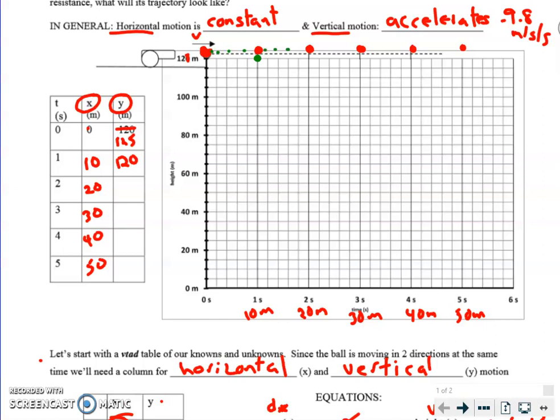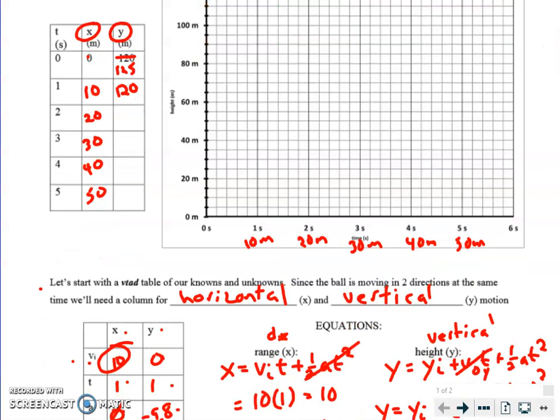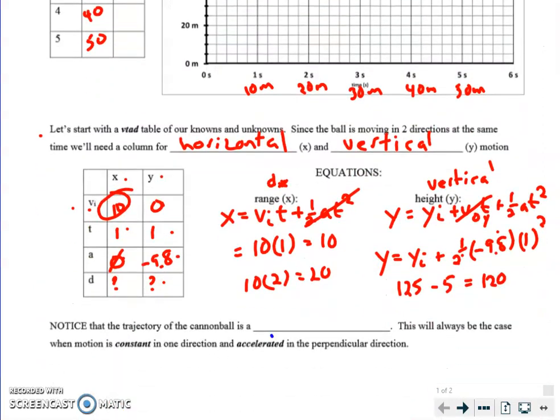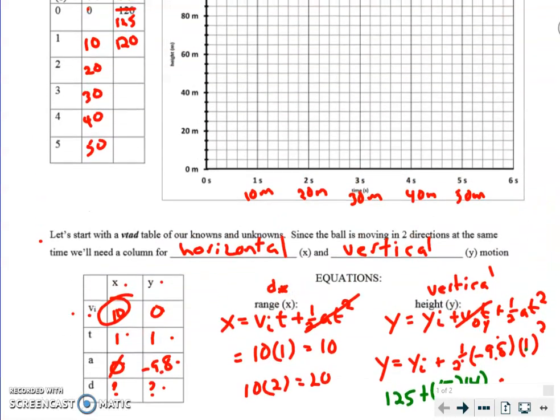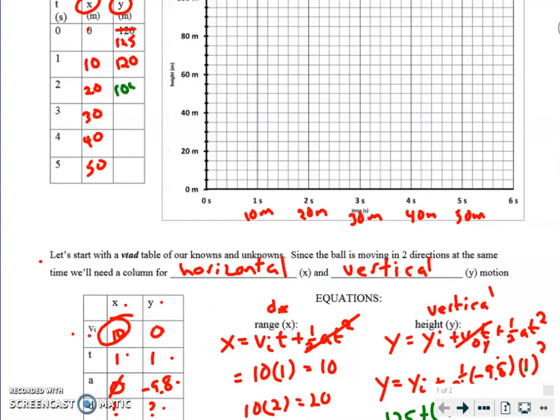Okay, now for 2 seconds, we do the exact same thing. So my initial height is 125. I know you don't have room to write this, but you can do it off to the side. Minus, or a plus a half of 10 is 5, so negative 5, times 2 squared. So 2 squared is 4. So 5 times 4 is 20, negative 20, so 125 minus 20 is 105. So we're at position 105 after 2 seconds.